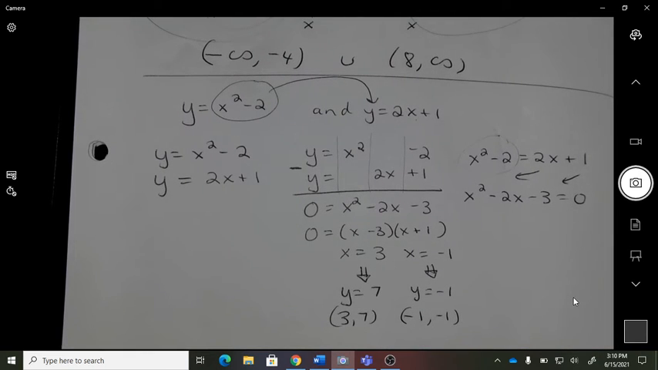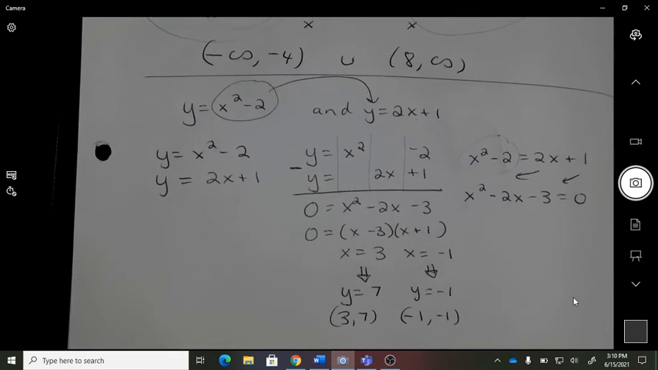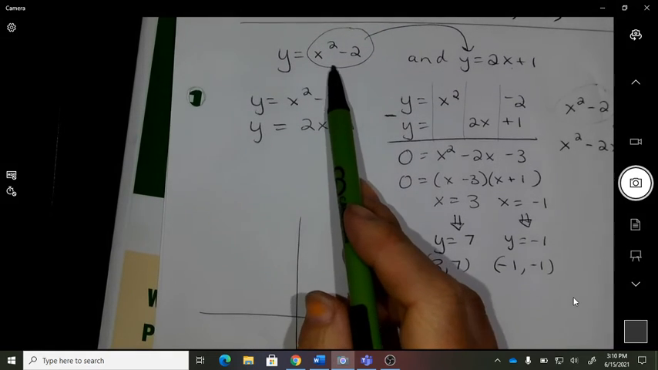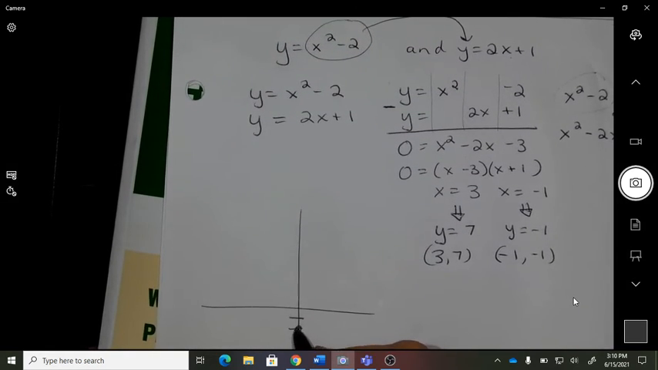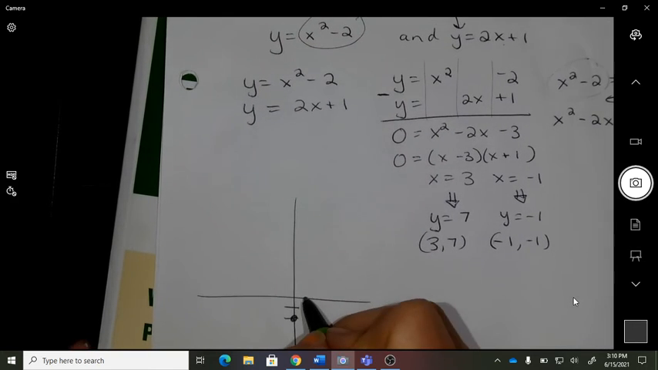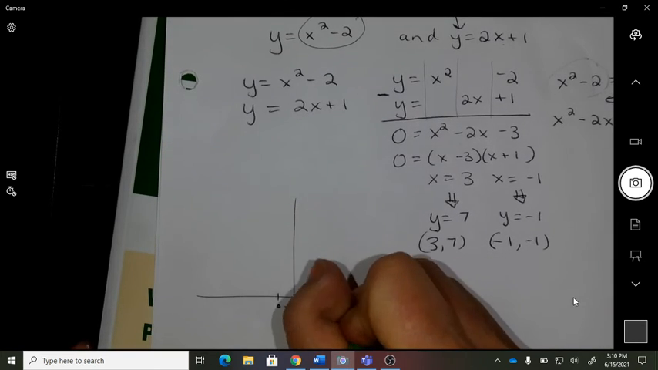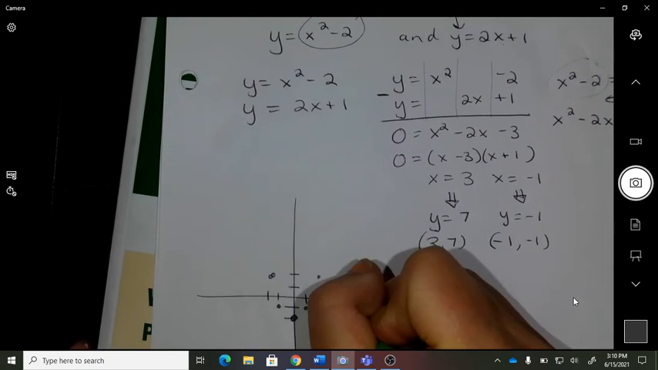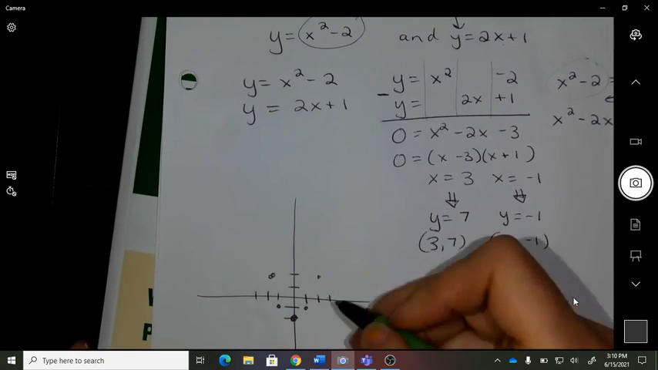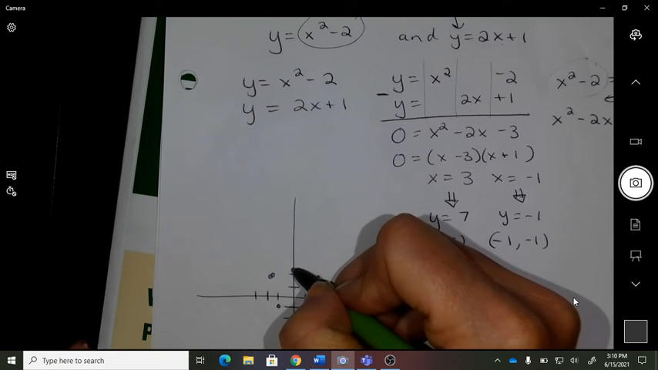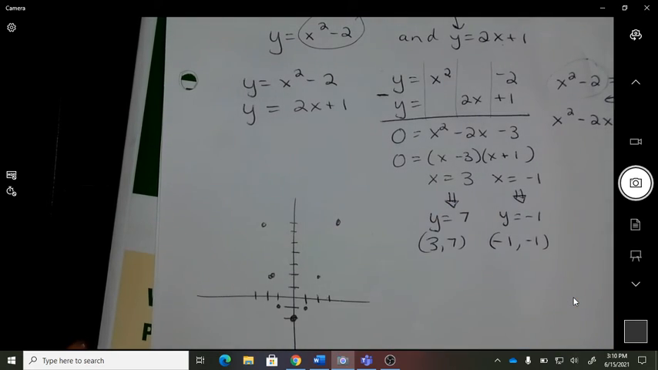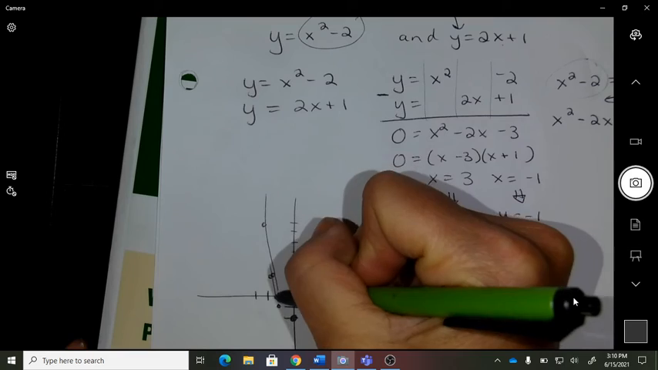Okay, now to show you how this would work on a graph. Parabola, it has a negative 2 intercept on the y-axis, and it's going to go up 1, over 1, over 1, up 1. It's going to go over 2, up 4. And it's going to go over 3, up 9. Okay, so those are some key points on the parabola.